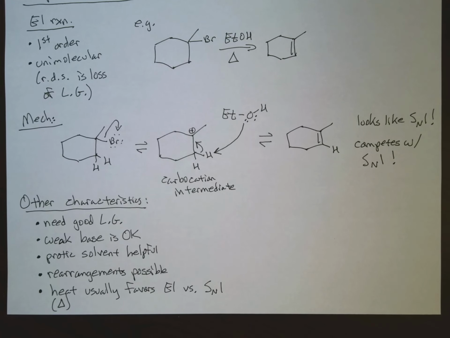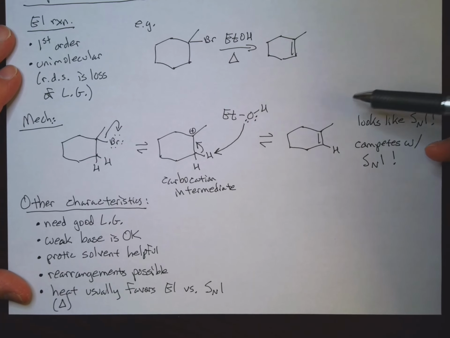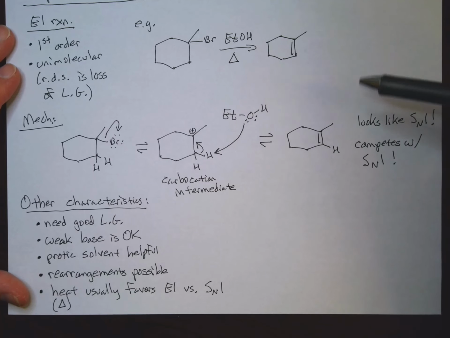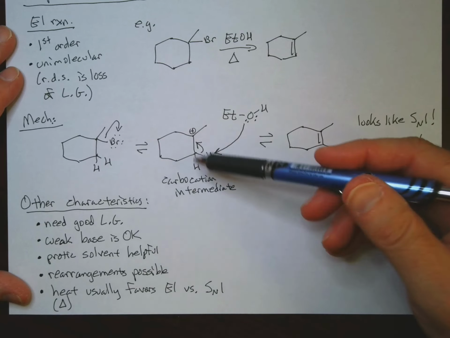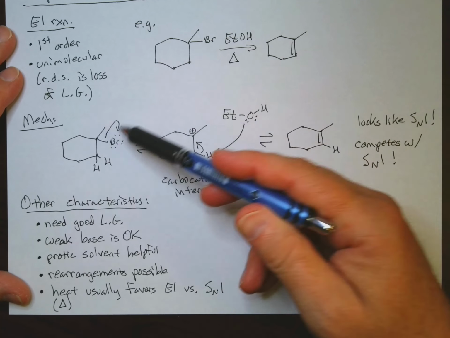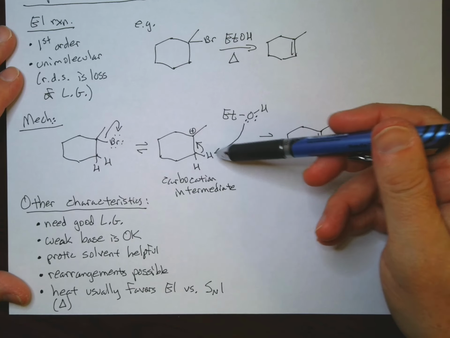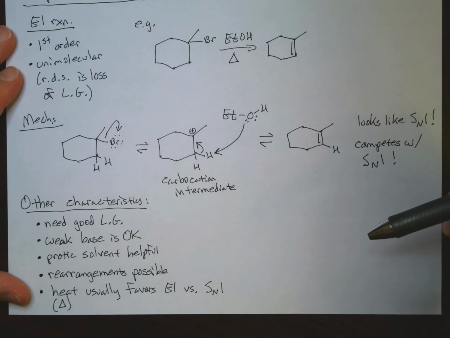So we can actually take a look at the different factors that affect whether we get E1 versus SN1, and ultimately E2 versus SN2, and SN1 versus SN2, etc., etc. So I know this is a pretty short video here, because the E1 is fairly simple in terms of it has the same requirements as SN1. Reaction starts out the same, loss of leaving group, but then we get a deprotonation instead of nucleophilic attack.